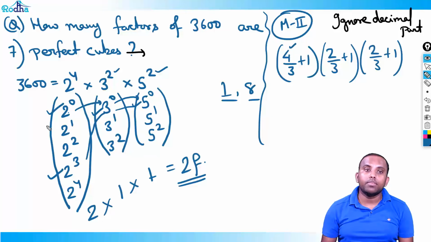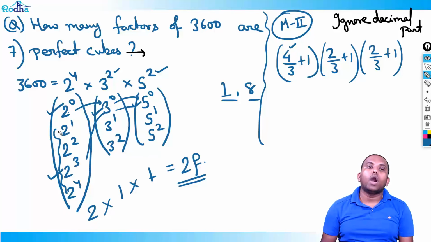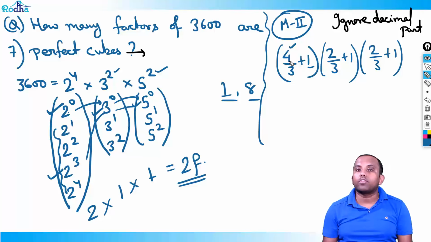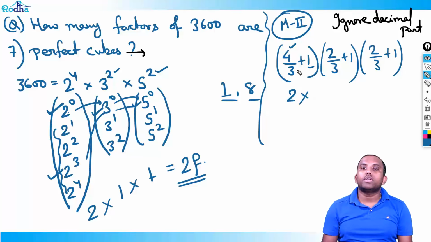This 4 by 3 means from 2 raised to 1 to 2 raised to 4. Out of these 4 terms, how many are multiple of 3? So only one term, right? So 4 by 3 is what? 1 point something. So ignore decimal part. So I'll get only one term. And plus 1 because of this 0. I have to include 0 also, right? Power 0. That is why. So 1 plus 1 is 2 here. Right? So only 2 terms are there.